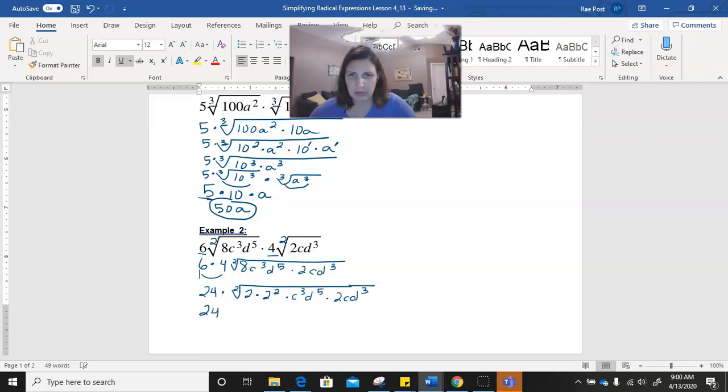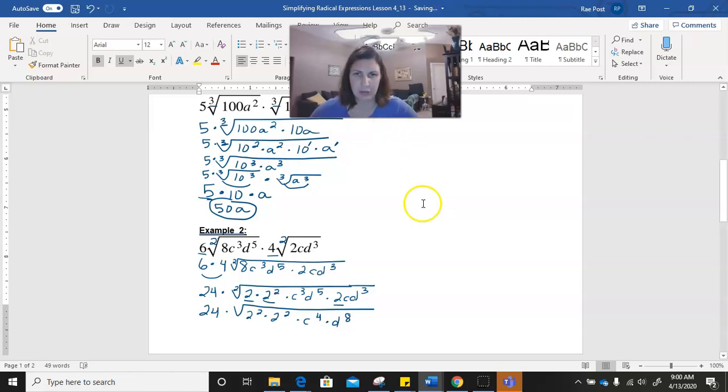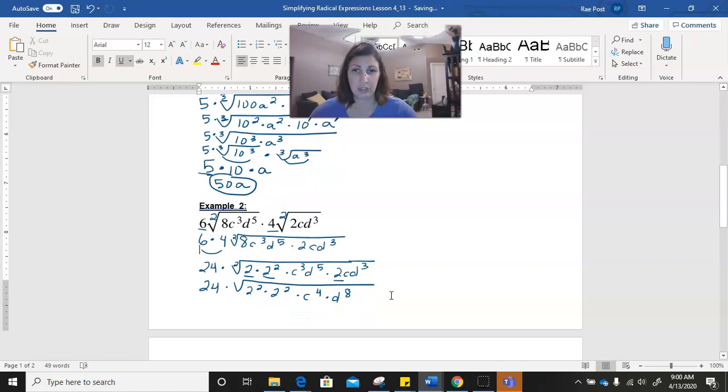All right, I'm going to bring down my 24, just kind of hold them. Just bring them all the way down to the end. Now I know over here when I look at it like this, I actually at this point have a 2 squared from my original, but I also have a 2 here and another 2 here. So really that's another 2 squared, okay? And then at this point I also have c to the 4th, and I also have d to the 8th now, okay? So we had c cubed and c, so that becomes c to the 4th, and d to the 5th and d to the 3rd, which is now d to the 8th when you add your powers.